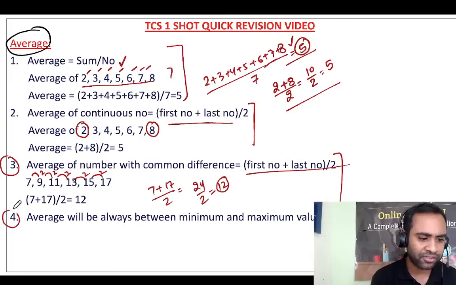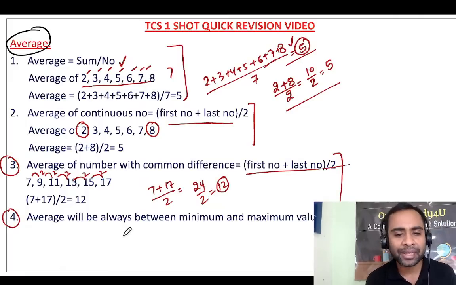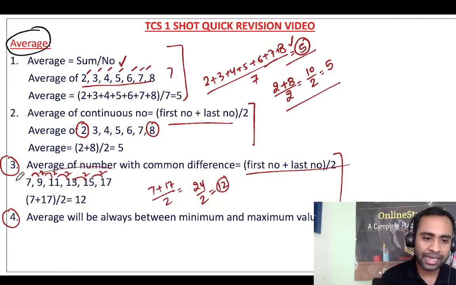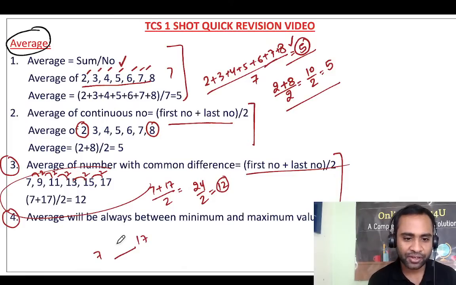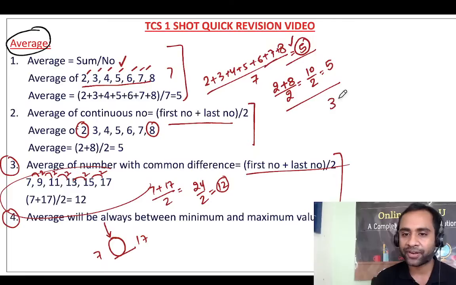Then the fourth concept, sir: average will always be between the minimum and maximum value. So here if they're asking, for 7 and 17, what will be the average? It will always lie in between that. So if in the question they are asking, tell me the average of 31, 36, 39, 46 and 58.